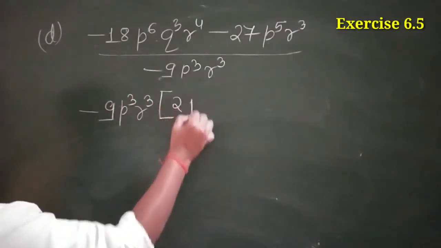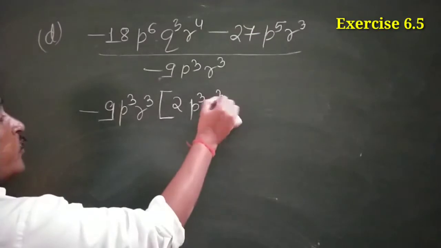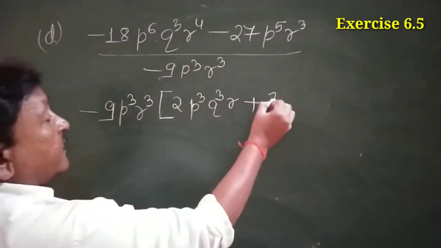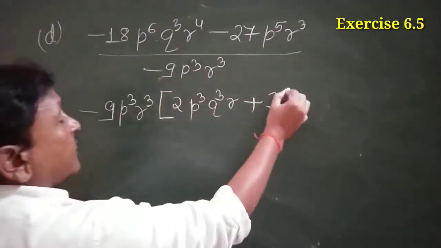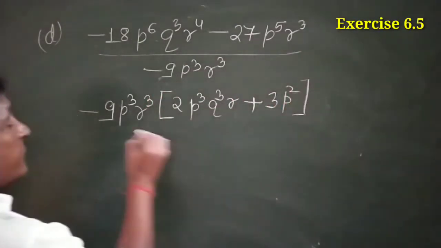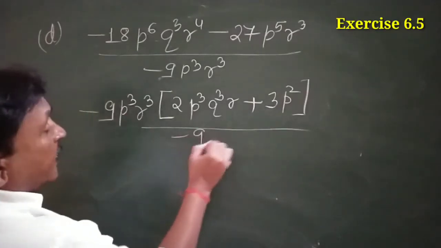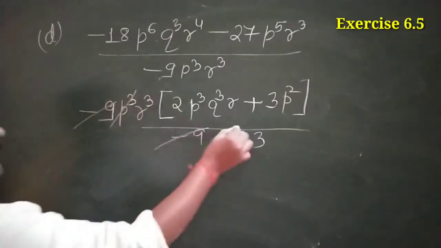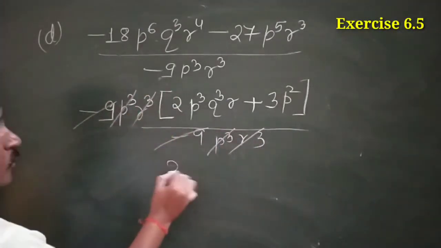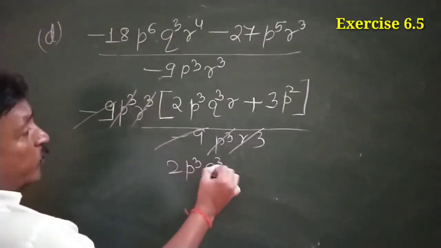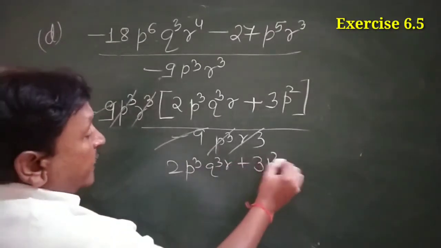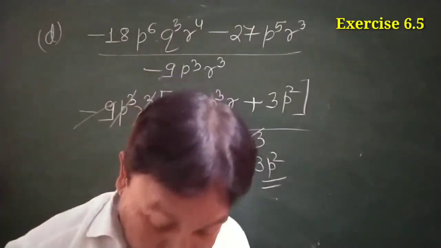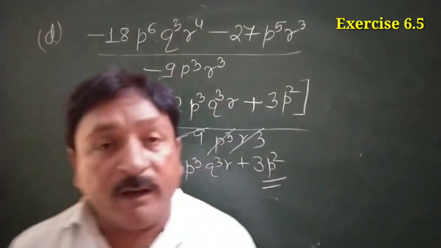9 2s are 18, p cube q cube r, plus 9 3s are 27 p square, upon minus 9p cube r cube. This is cancelled, p cube is cancelled, r cube is cancelled. So the answer is minus 2p cube q cube r plus 3p square. Students, this is the method of doing the division in these cases. So you have to complete this exercise by yourself now.